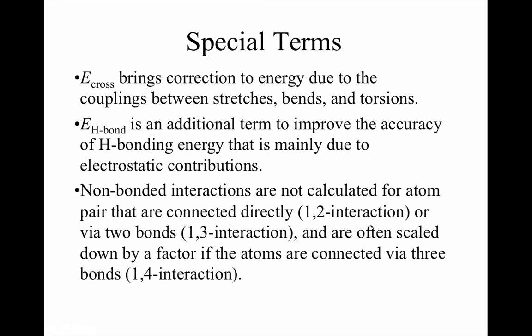So in addition to these 5 well-defined terms here, we also had the cross terms, which bring corrections to the energy due to the coupling between stretchings, bendings and torsions. We had the special terms, which could be the hydrogen bonding terms, the pi-pi stacking terms, and so on. Note that the non-bonded interactions are not calculated for atom pairs that are connected directly or that are connected via 2 bonds. They are calculated for atoms which are connected by 3 bonds, but usually the value for this specific energy interaction is scaled down.